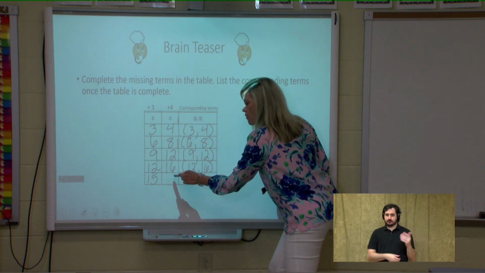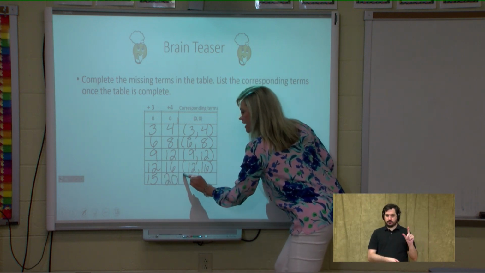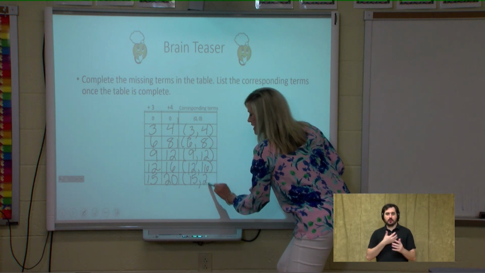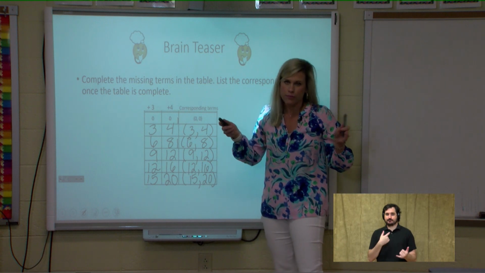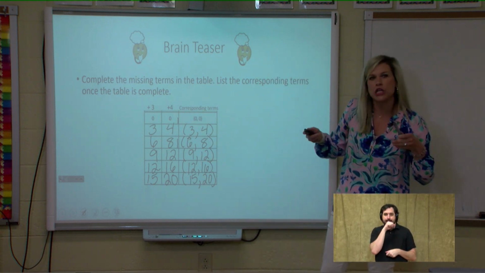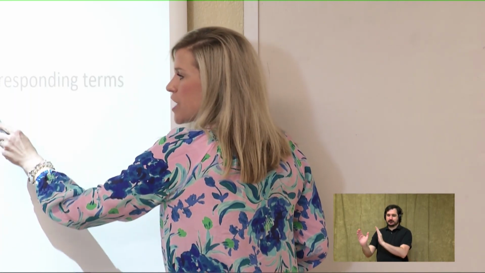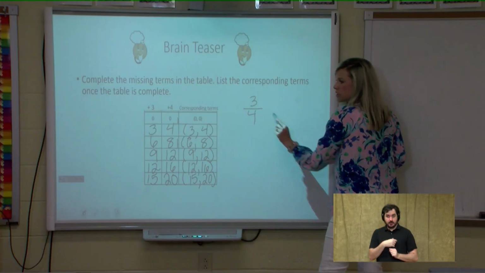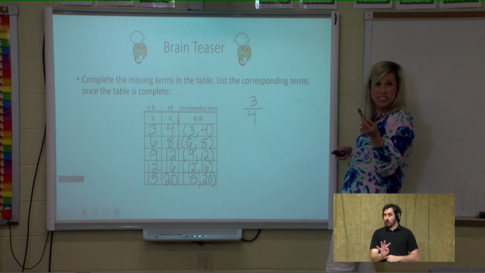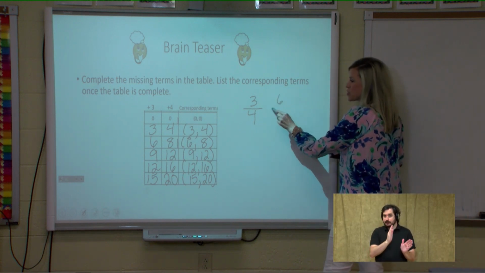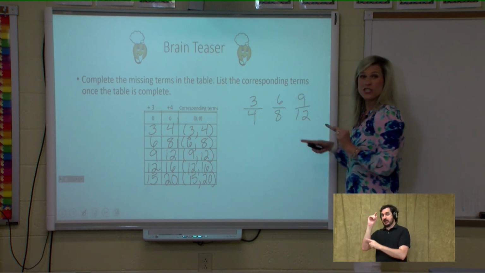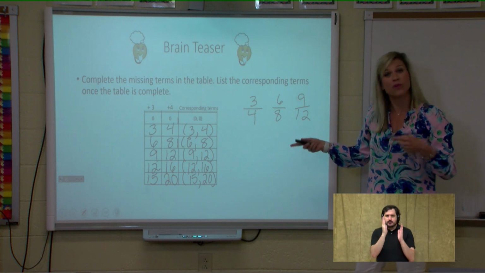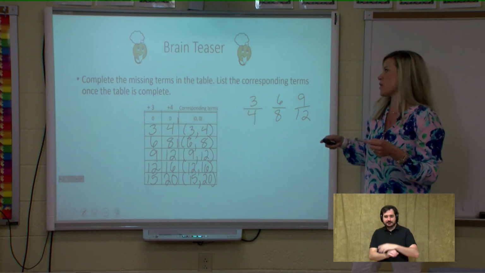We would add 4 more here to make that 20. And then our terms would be 15 and 20. Now, with me being such a good math nerd, because I love math, I also like to look at different patterns. So if this was the corresponding terms 3 to 4, and then the next set of corresponding terms would be 6 to 8, and then 9 to 12, you can also see a pattern that way with fractions. So that's just a way that I like to look at it.